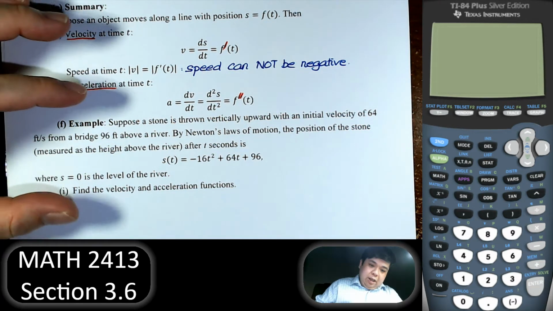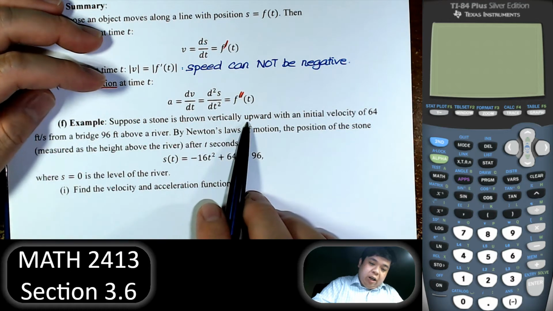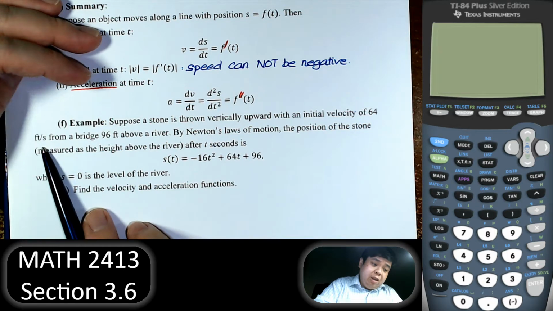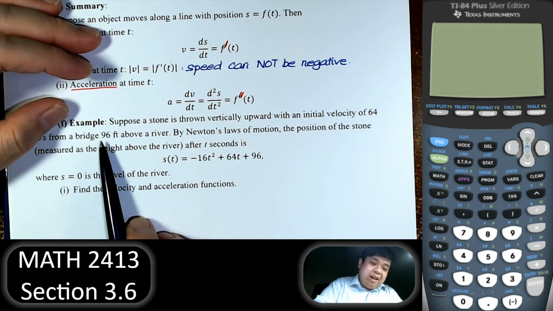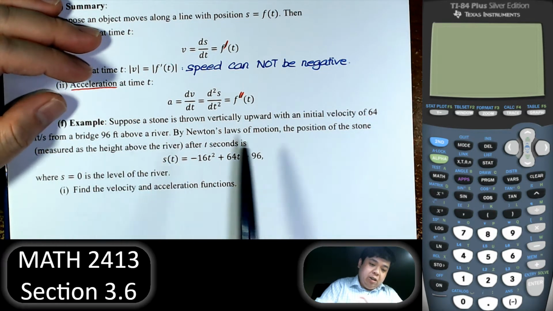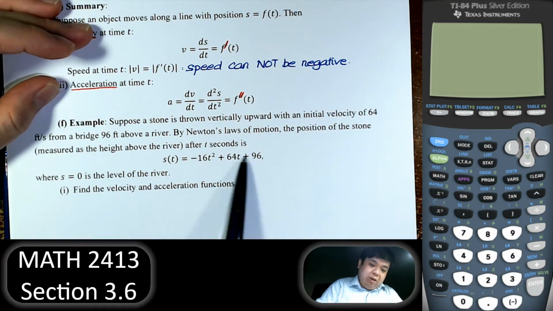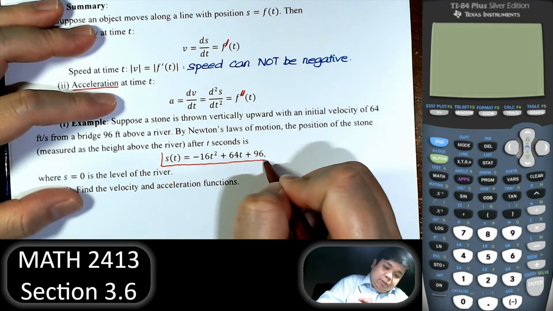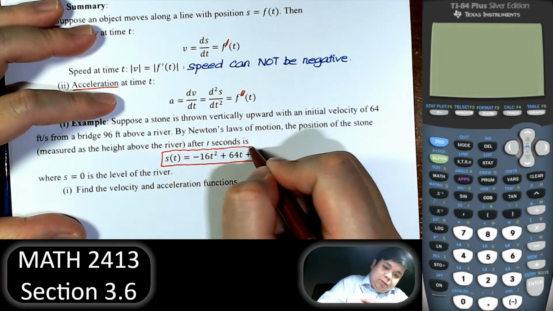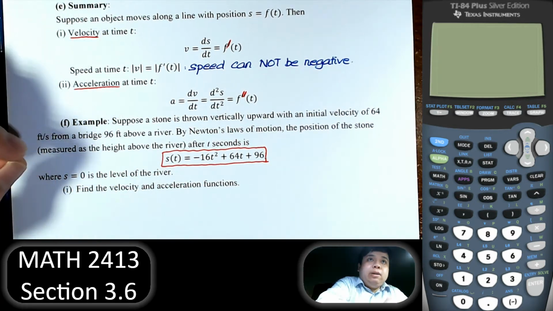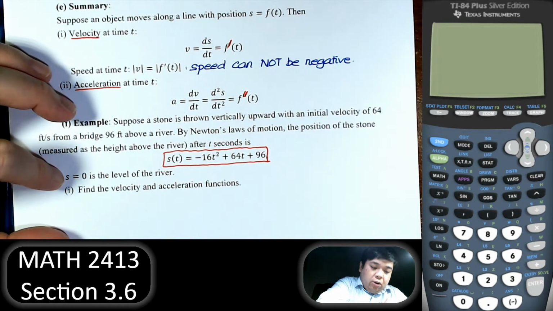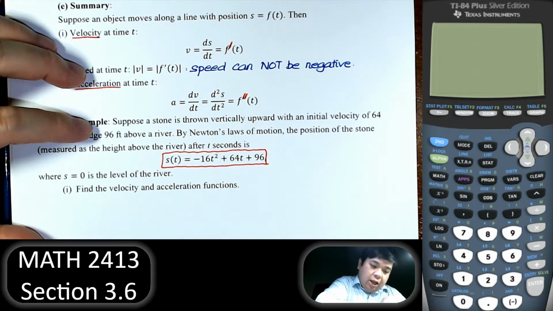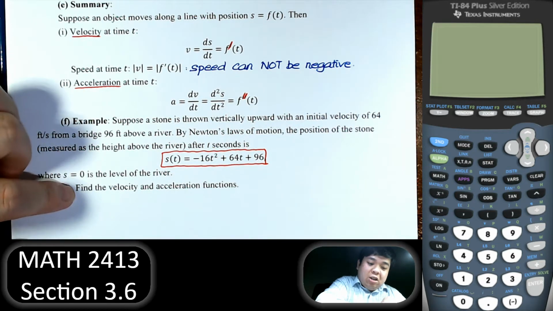So suppose a stone is thrown vertically upward with an initial speed of 64 feet per second from a bridge 96 feet above a river. By Newton's law of motion, the position is given by this. So we have s of t as the position, and s equal to 0 is the level of the river, the water level. Find the velocity and acceleration function.